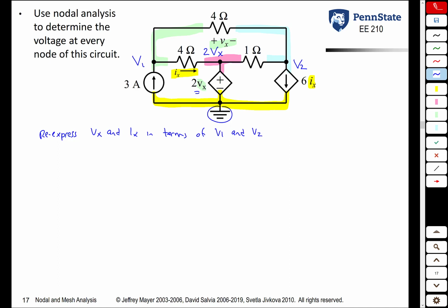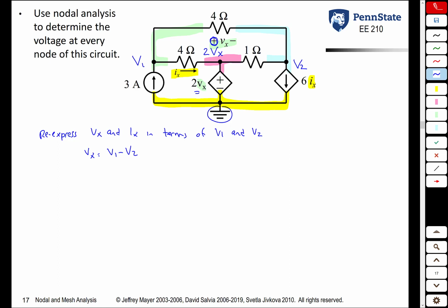So let's look at Vx. Vx is the relative voltage across the 4 ohm resistor on the top of the circuit. Remember, a relative voltage can always be expressed as a difference between two absolute voltages. So Vx equals the voltage at the left end of the 4 ohm resistor minus the voltage at the right end. So Vx is equal to V1 minus V2. Why is it V1 minus V2? Because the Vx variable was defined with the plus on the left. If the plus was on the right, Vx would be V2 minus V1.